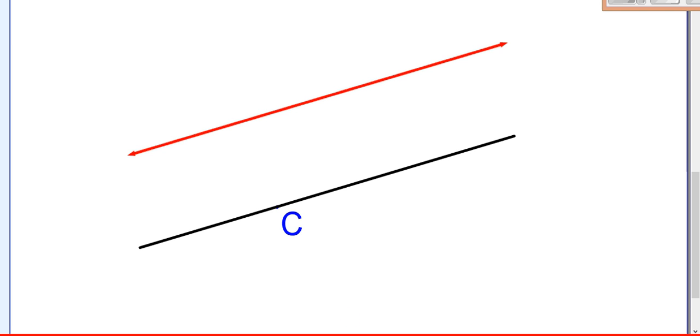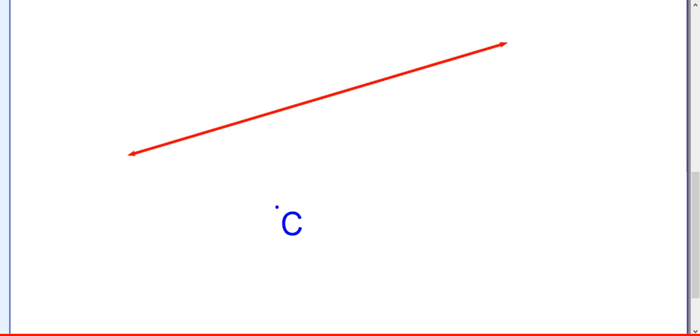To help you understand what's going to happen, the very first thing we're going to do is draw a line that goes through the line we're trying to make parallel. It also has to go through point C. That's called a transversal. It goes through the line and through point C.